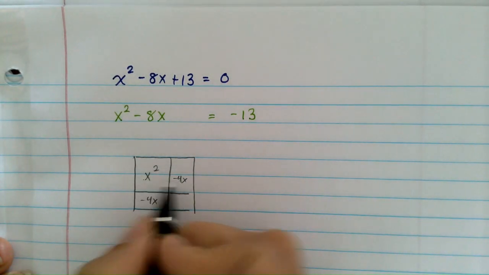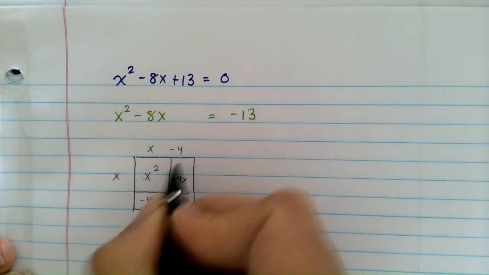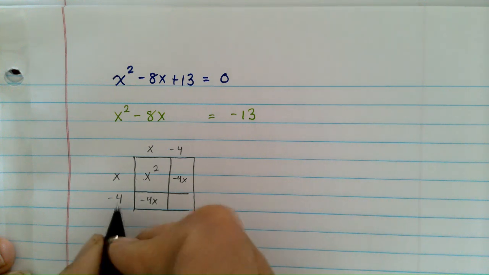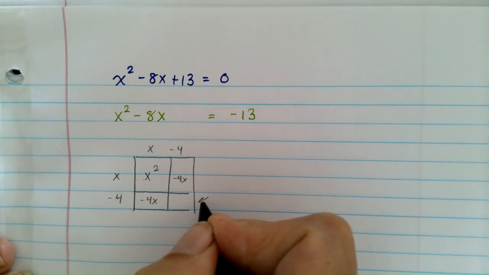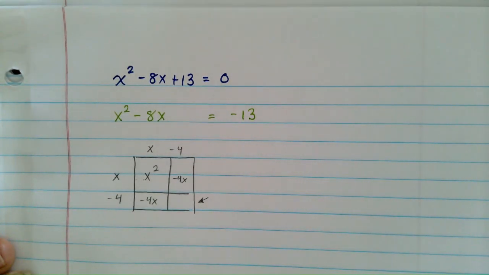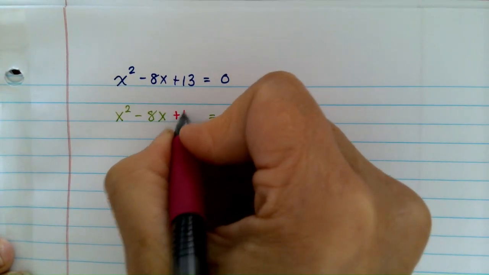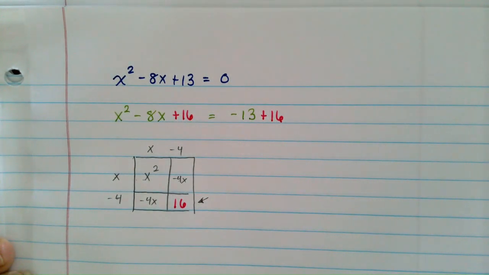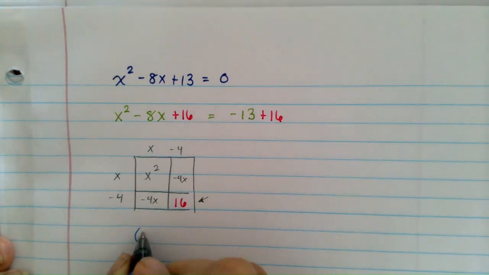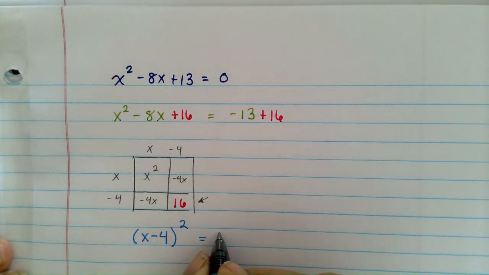Now I can see that these have a GCF of x, and I can see that these have a GCF of x, and x times minus 4 and x times minus 4. I can see that this is going to be an x minus 4 by x minus 4, but that's going to cause an added number to wind up in the box. Because this would result in a 16 being here, I have to add 16 to both sides. Okay. Now that I've done that, my left side will factor to x minus 4 squared. And my right side will simplify to 3.